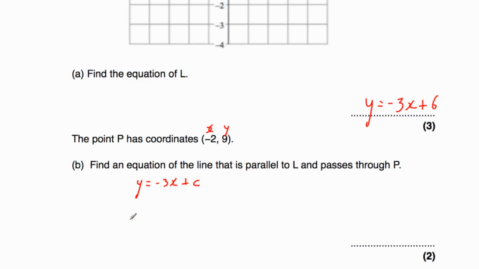So 9 is y, so we're going to have 9 equals minus 3 times x, which is minus 2. Now minus 3 times minus 2 is 6, so that'll be 6 plus c. And then if we take 6 away from both sides of this equation, we're going to have 3 equals c. And that's it, so c equals 3, which we wanted to get. So y equals minus 3x plus 3. And that's the equation of the line that's parallel to L and passing through the point P, which is minus 2, 9. Let's have a look at our next question.